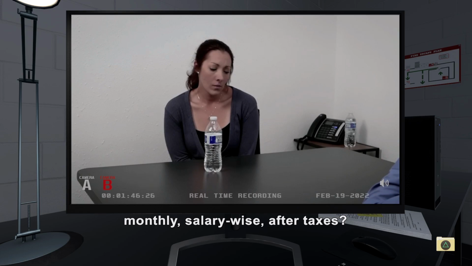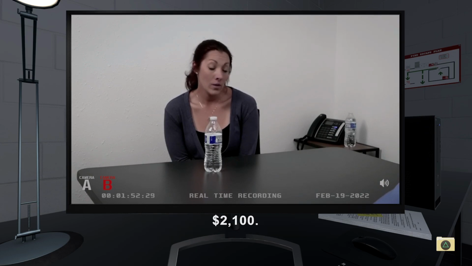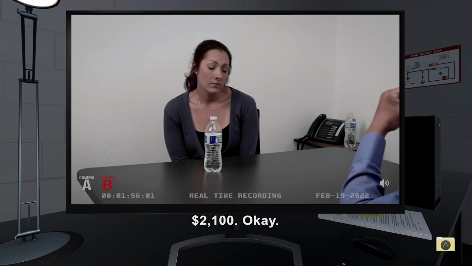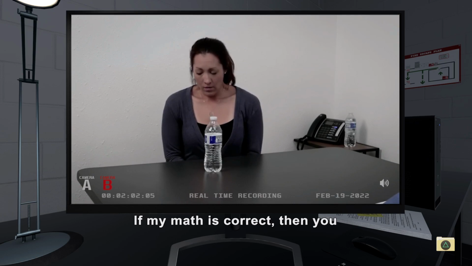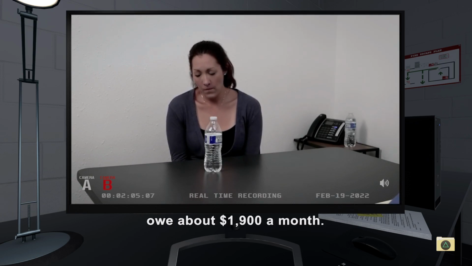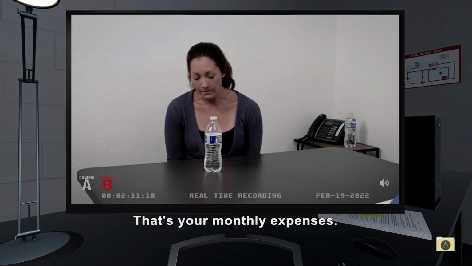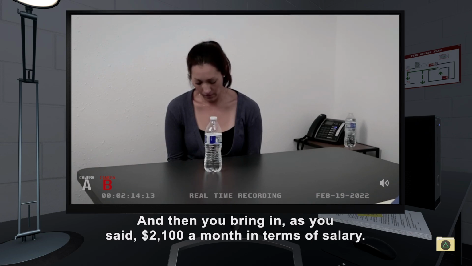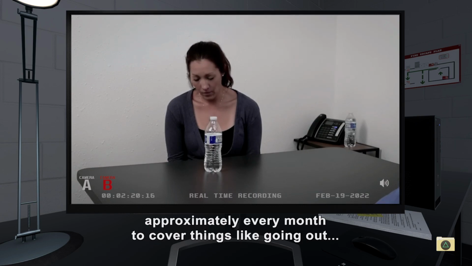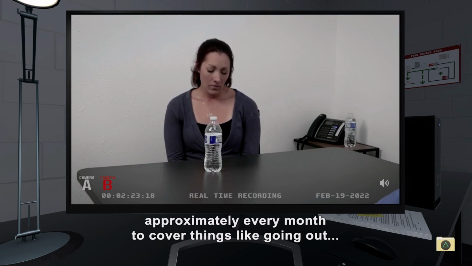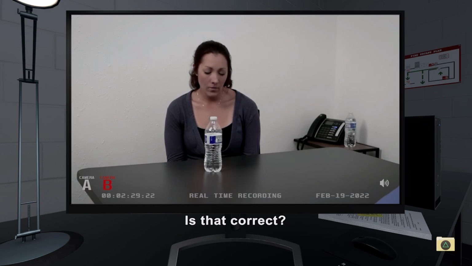Salary-wise after taxes. Again, I don't need an exact, just give me a rough estimate. 2,100. Okay. So if my math is correct, then you owe about $1,900 a month. That's your monthly expenses, and then you bring in, as you said, $2,100 a month in terms of salary. So that leaves you with $200 approximately every month to cover things like going out, clothes. That $200, that's your monthly disposable income. Is that correct? Yeah.